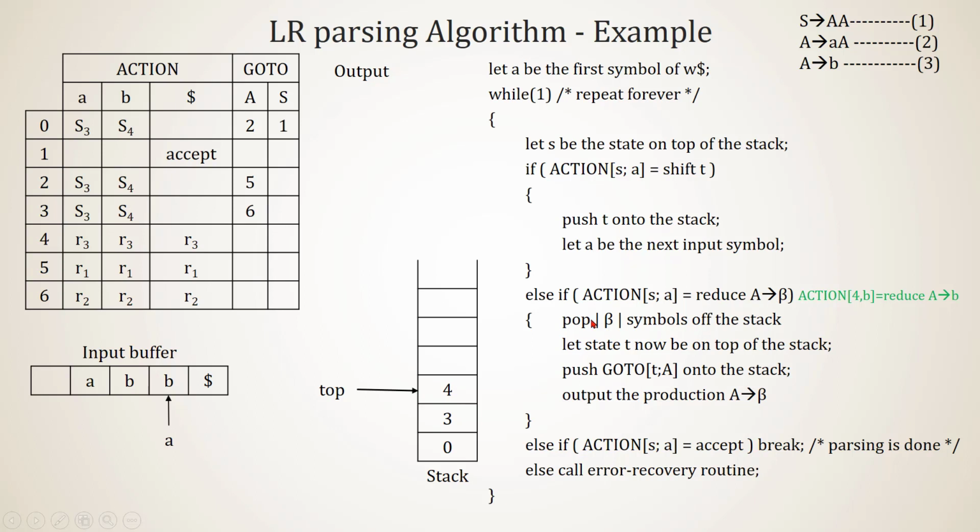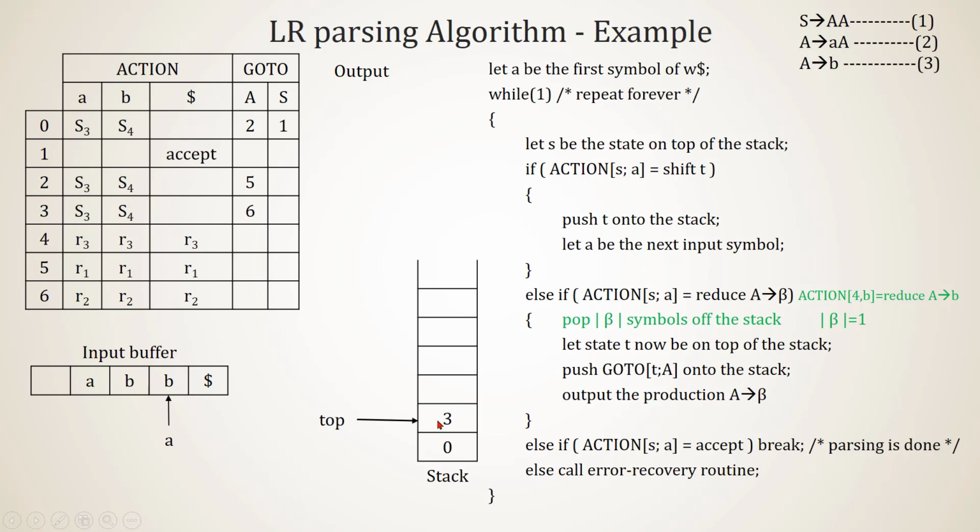Again, just listen carefully. Reduce A derives beta. If I have a production A derives beta, I have to pop beta symbols. Absolute value of beta means the number of symbols on the RHS. So here the actual production is A derives B and the number of symbols on the RHS is 1. So pop 1 symbol off the stack. That 4 is popped because beta is 1.